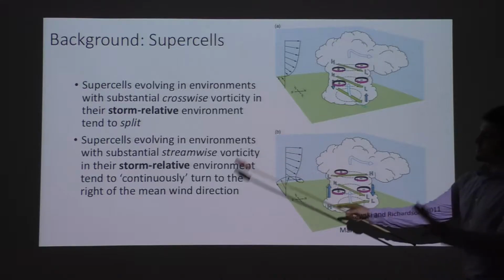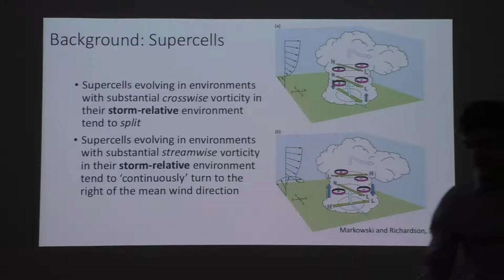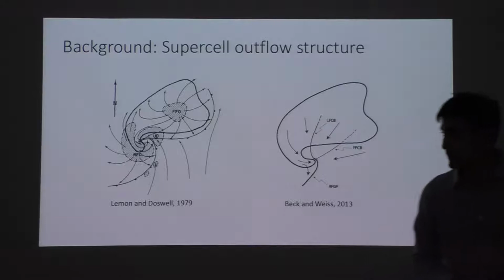In environments with significant streamwise vorticity in the storm relative environment, the distribution, and I won't go through this, but the distribution of pressure gradients across the updraft leads to continual forcing via the dynamic pressure gradient on the right side looking downwind of the initial updraft. And so therefore, a cyclonic supercell evolving in an environment with a lot of streamwise vorticity will linearly propagate to the right. And so this is known as the linear supercell propagation mechanism.